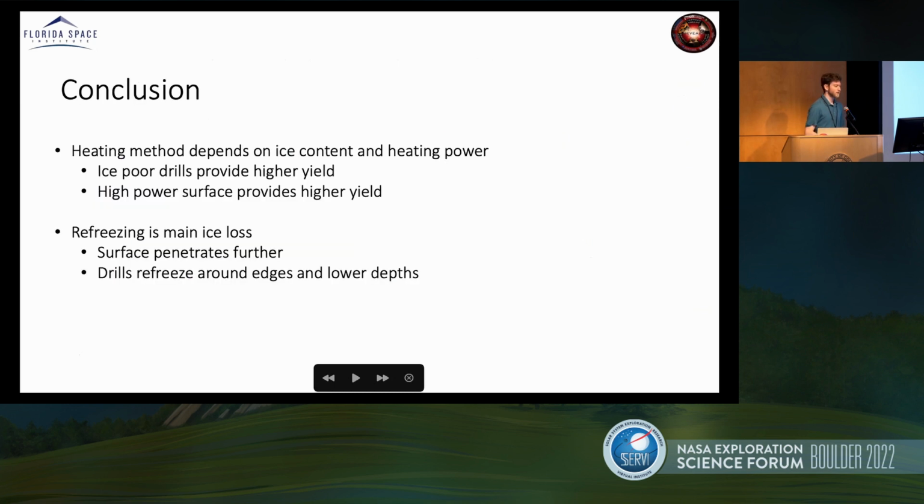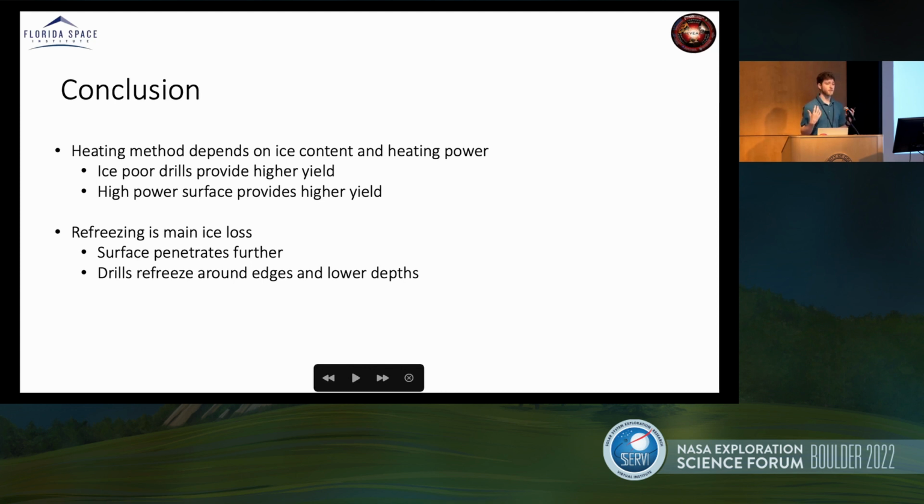So in conclusion, it's a bit of a mixed bag, but the heating method really depends on ice content and how much power you have. Ice-poor regolith typically favors more drills, but higher powers tend to favor more surface heating, as we can penetrate further with the heat.